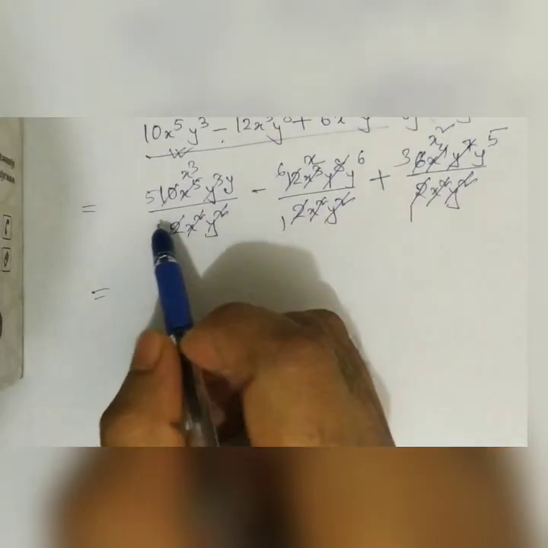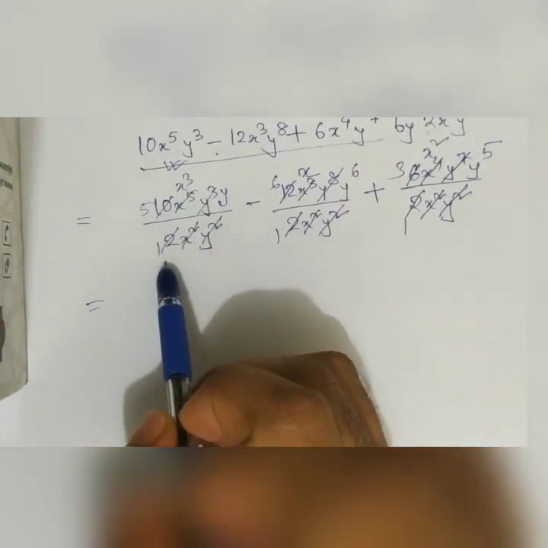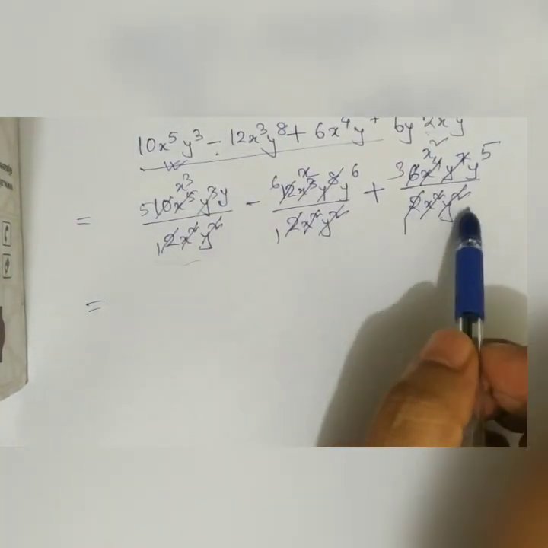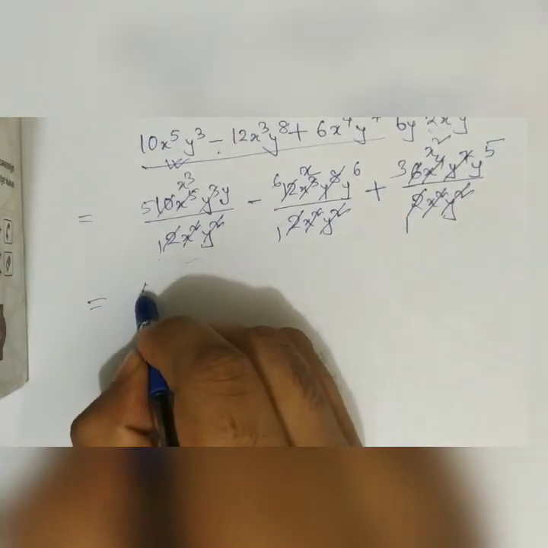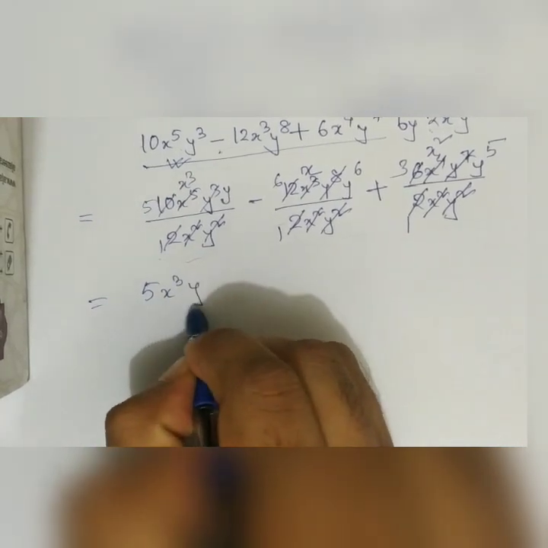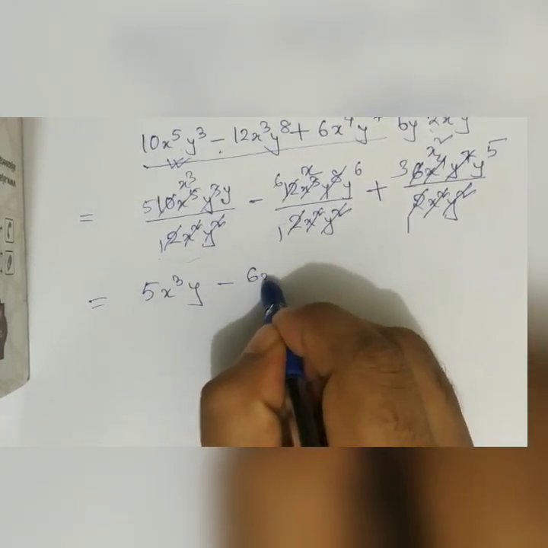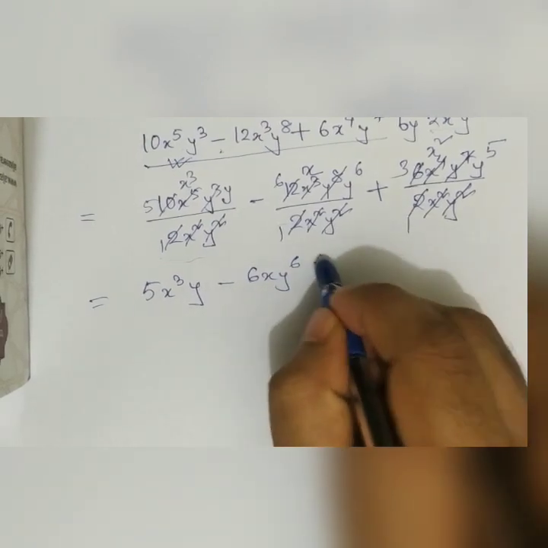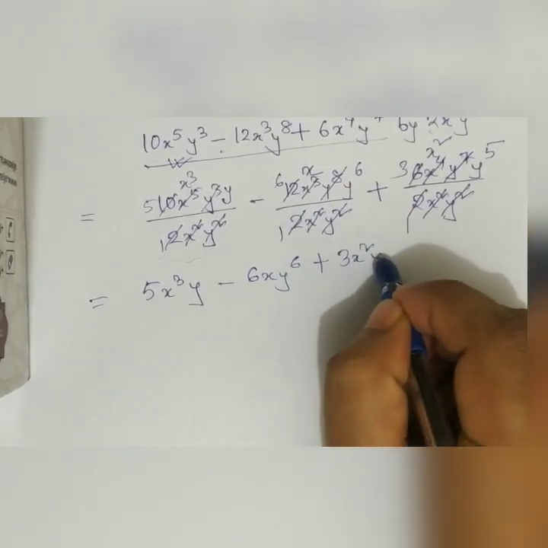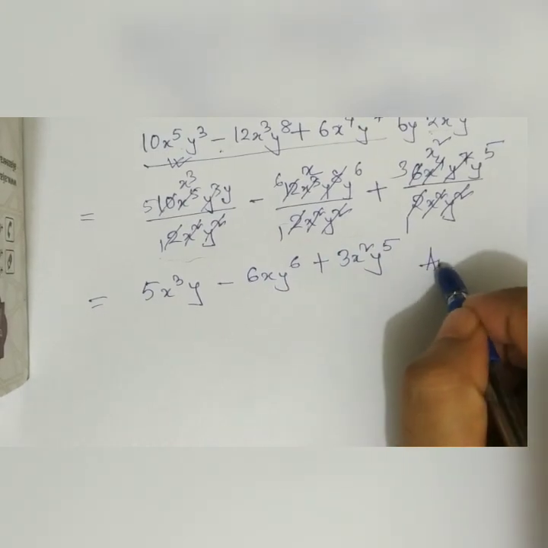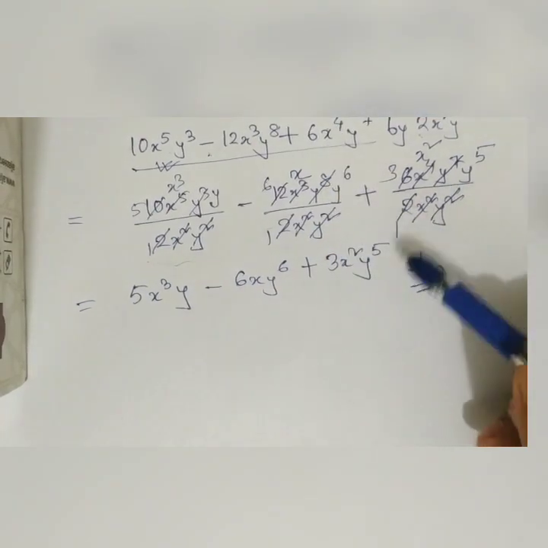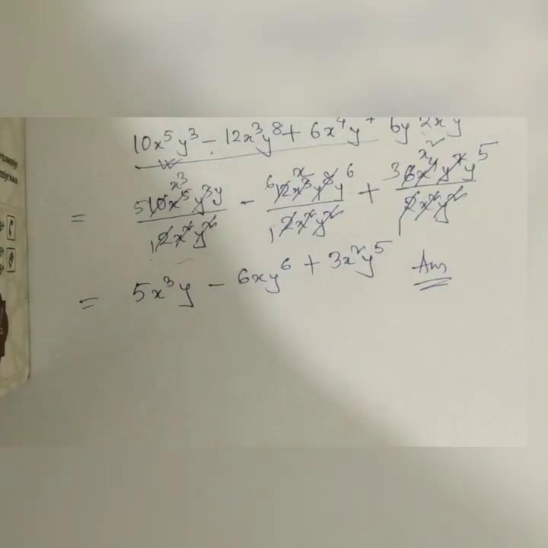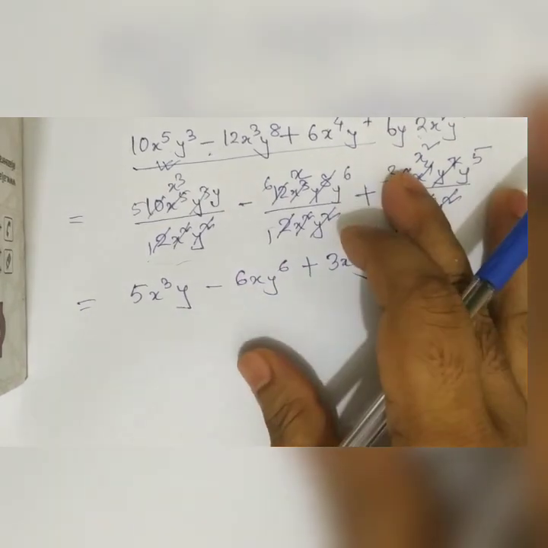Okay, so what will be the answer over here? Downside, there is nothing in the denominator section. So what will be the answer? 5x cube y minus 6xy to the power 6 plus 3x square y to the power 5. So this is my answer. Okay, just have normal division, then we get our answer. I'll show you another one.